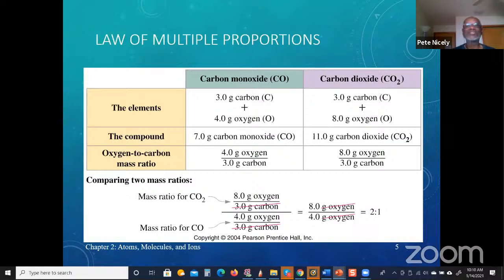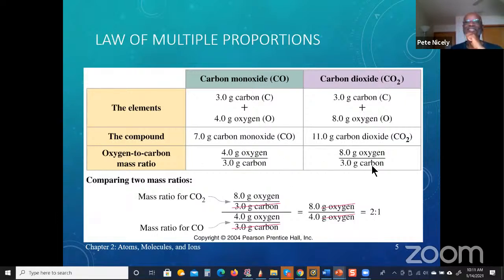Now let's say that you have one sample each of these two compounds, right? And let's say in one sample, you have 3 grams of carbon. In the other sample, you have the same mass of carbon. If you were to look at the masses of the oxygen combined in each case, you're going to see that you have 4 grams of oxygen here and 8 grams of oxygen here, right? Now, if you look at the total mass of each compound, in each case would be 7 grams of carbon monoxide and 11 grams of carbon dioxide. Now, if you look at the oxygen to carbon ratio in each case, all you have to do is divide the mass of the oxygen by the mass of the carbon.